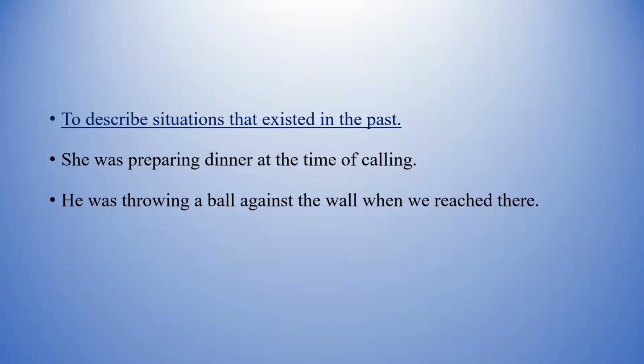Look at the examples. She was preparing dinner at the time of calling. It was the situation that happened in the past, so we use past continuous. He was throwing a ball against the wall when we reached there. It is also a situation that existed for some time. Therefore, we use past continuous.